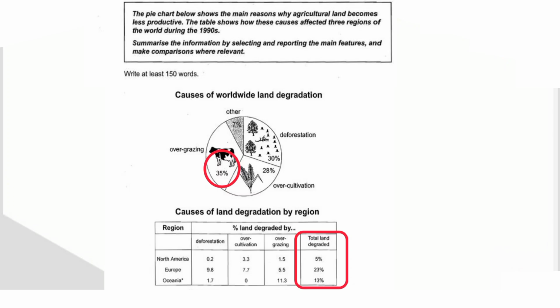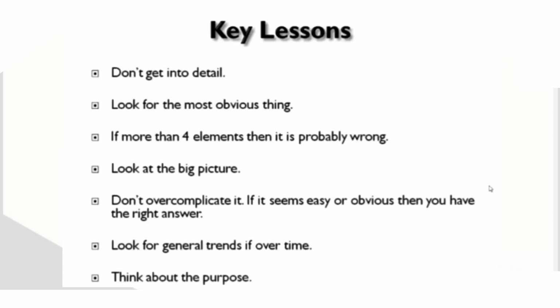After that, when we check the second graph, which is a table, we can find that in North America, total land degraded is 5%, in Europe it is 23% and for Oceania it is 13%. That's why we said Europe has more land degraded than the other two. That's all about identifying key features. Now let's look at the key lessons.